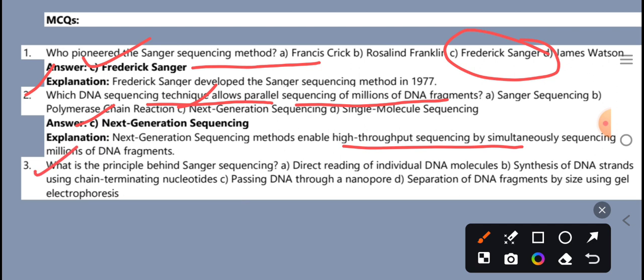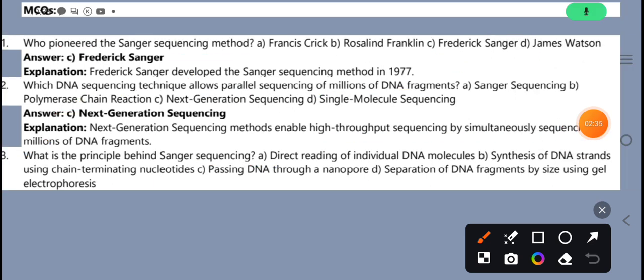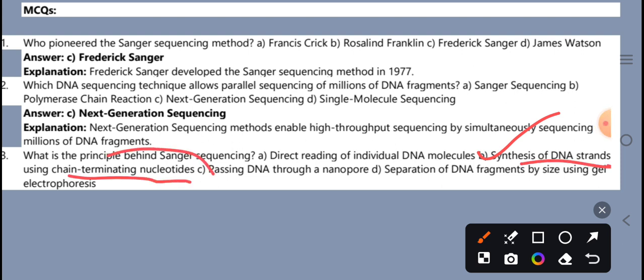Question number 3, what is the principle behind Sanger sequencing? It is an important one. So option number B, synthesis of DNA strand using chain terminating nucleotide. It is the basic principle behind the Sanger sequencing method.